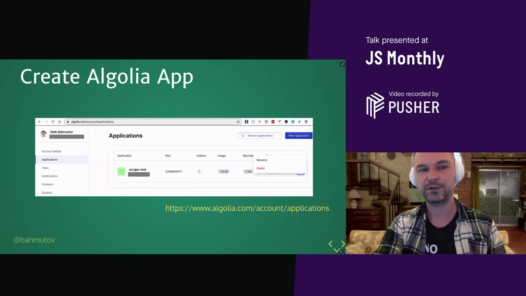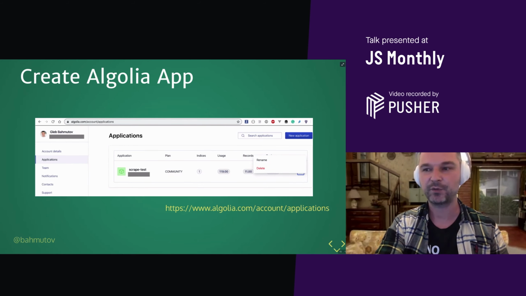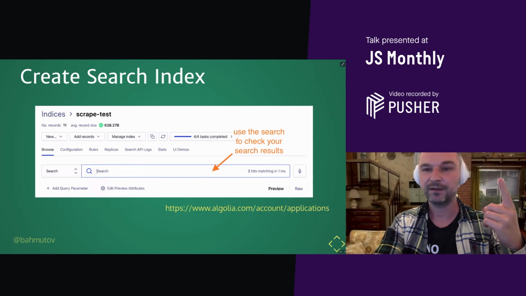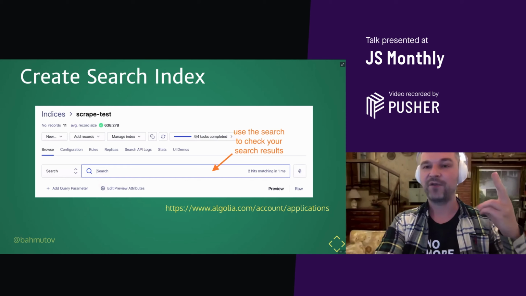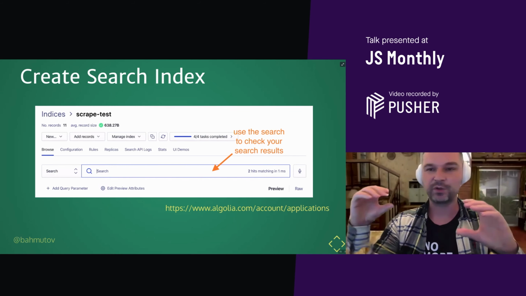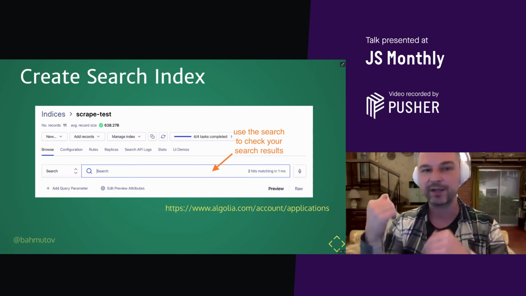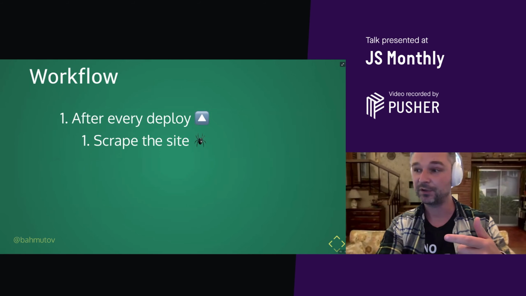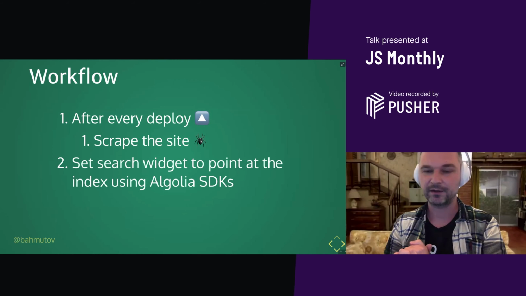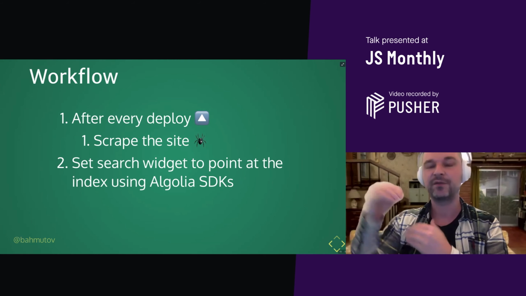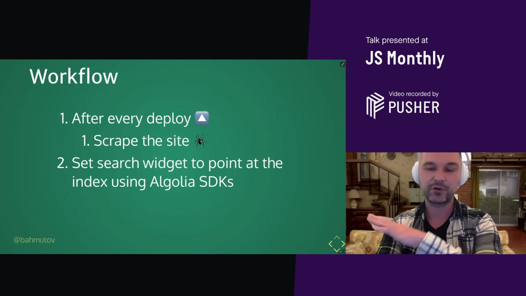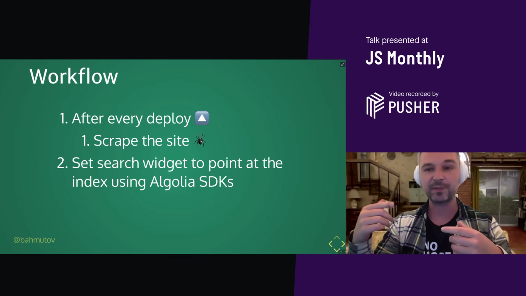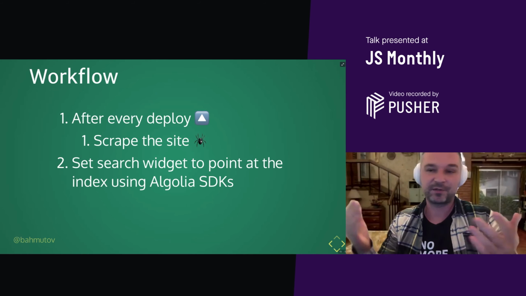Okay, so here's how we do it. You create an Algolia app. They have a free plan. You can start using it for your sites right away. You create an application. Then inside the application, you create a search index. That's where all those records will be stored. So when you search, it will find a record and return it, which will link to a particular part on your page. So after every deploy, you scrape the site, create the records, and then you just use some search widget that will go to that index, find relevant information, and Algolia runs the backend service. So every time you scrape a site, you recreate the whole index, because you recreate the whole website, right?